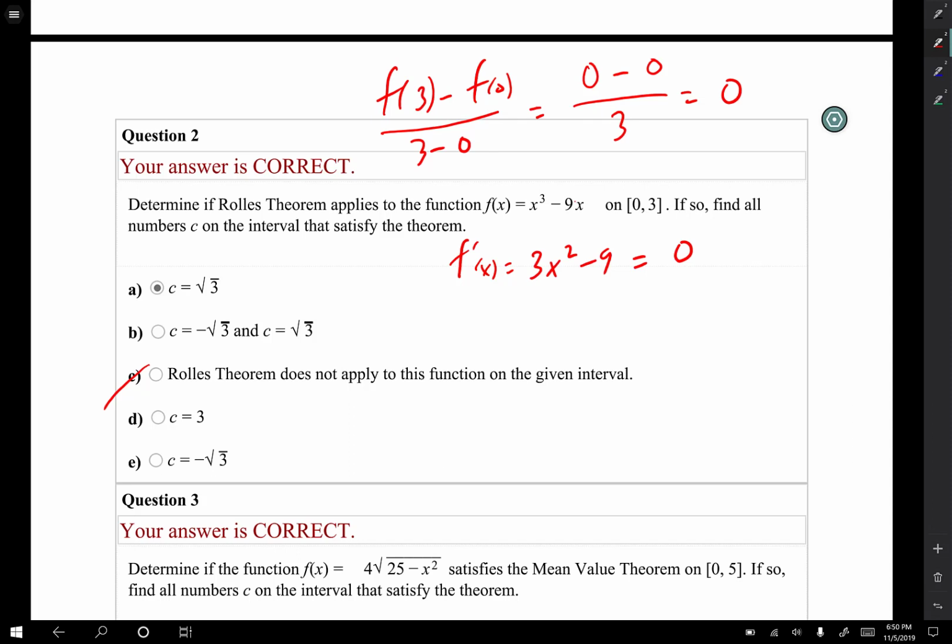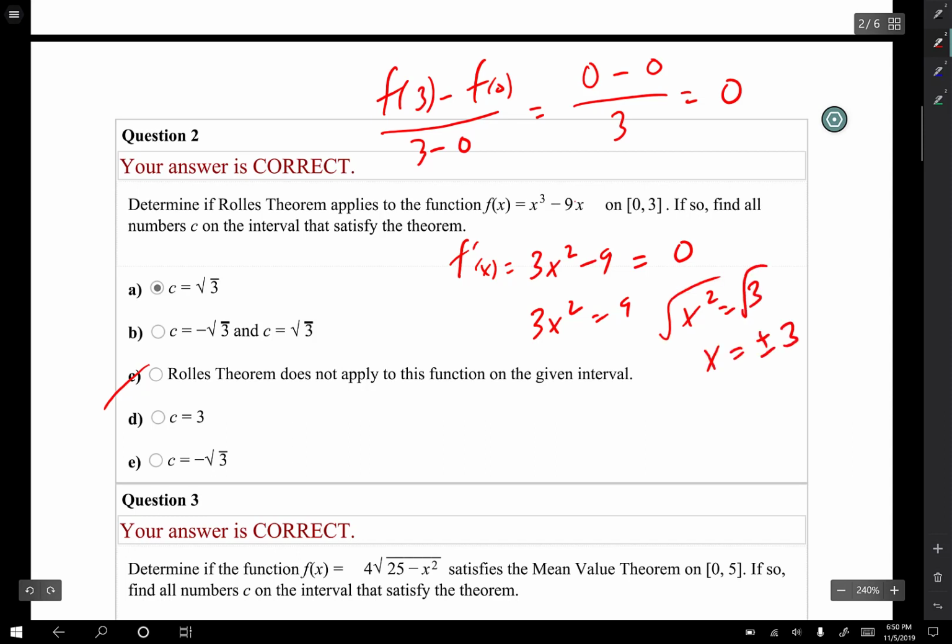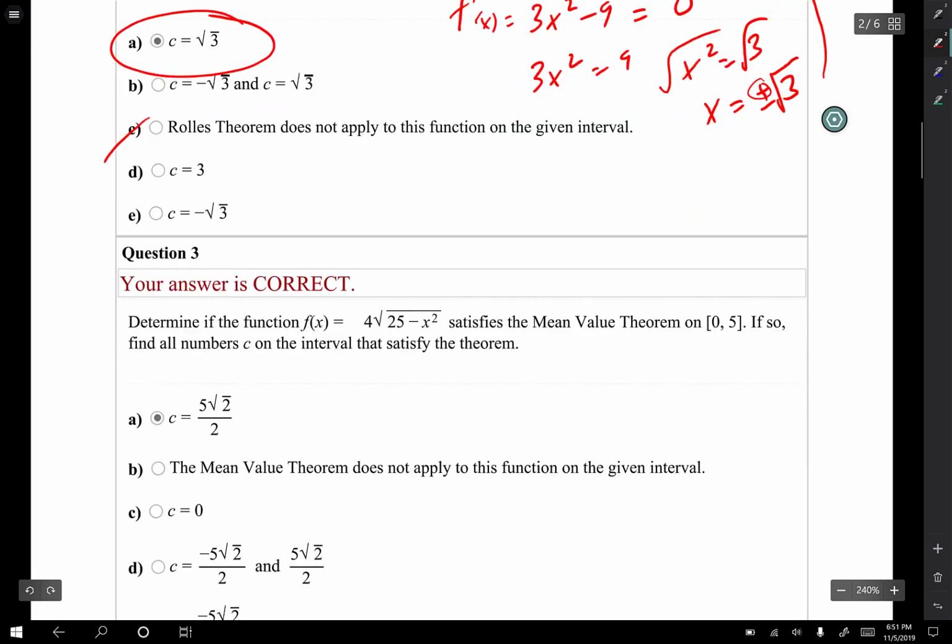So here we go, guys. 3x squared equals 9, divide by 3, so you get x squared equals 3, and then take the square root, you get x equals plus or minus the square root of 3. They want you to circle the plus and minus square root of 3, but remember, the interval is between 0 and 3, so you just take the positive one, guys. All right, let's go to the next one.